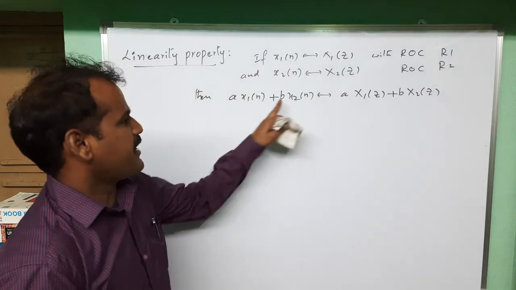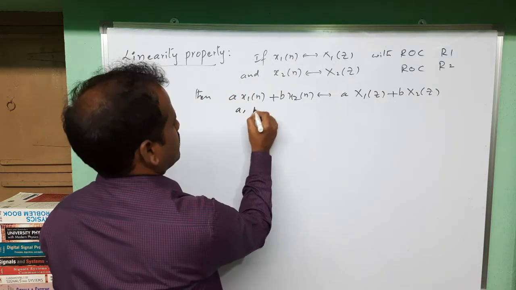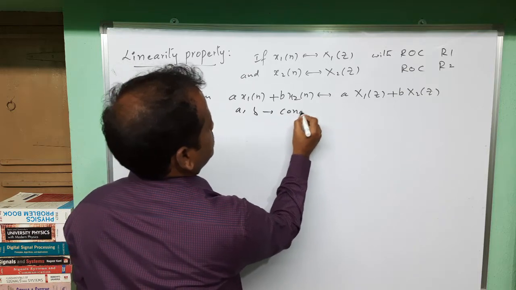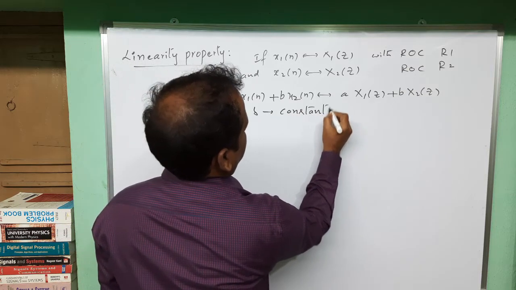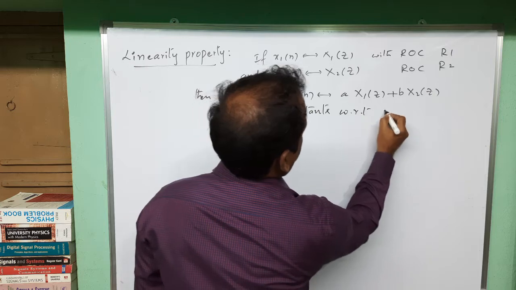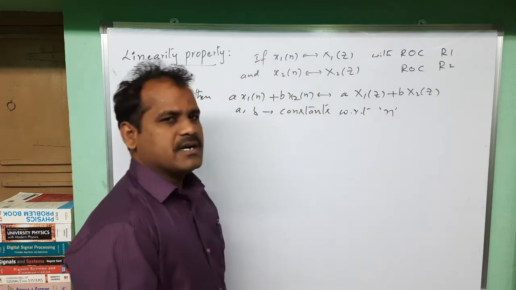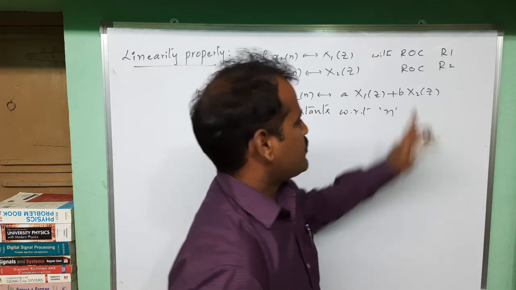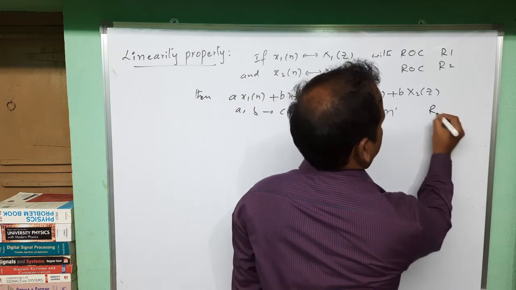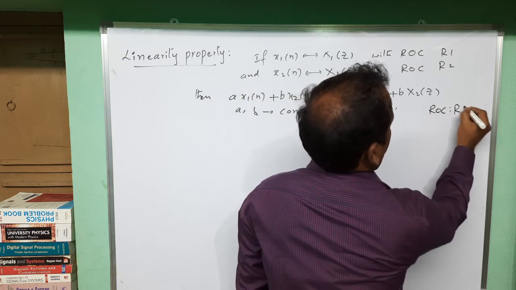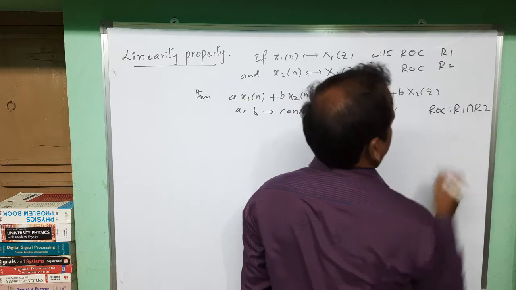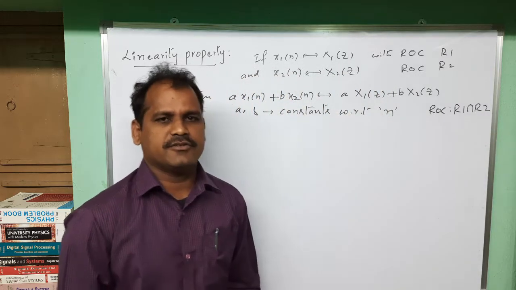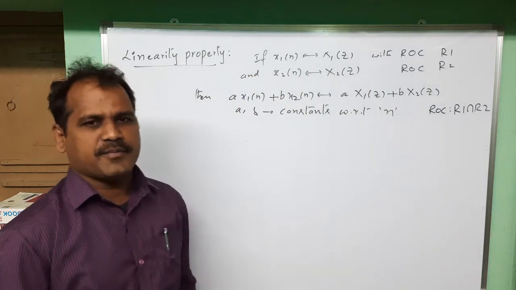Here a and b are constants with respect to n, and the final ROC for this expression is R1 intersection R2. This is the statement of the linearity property.